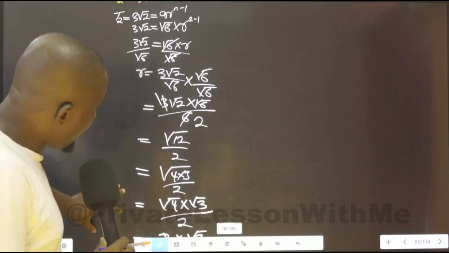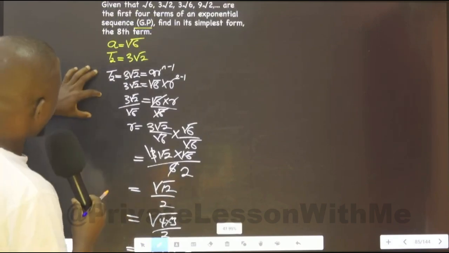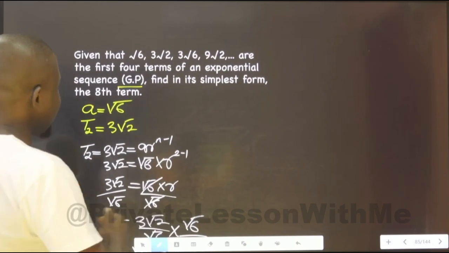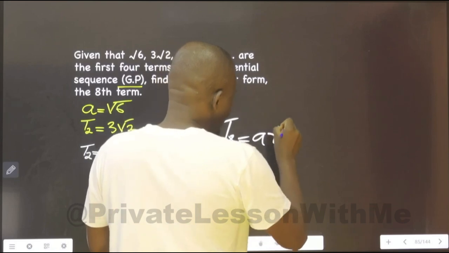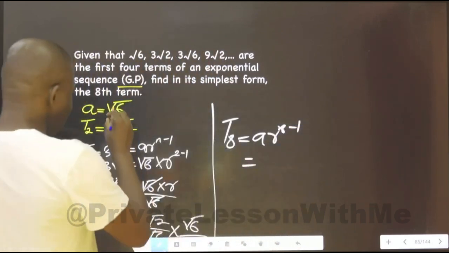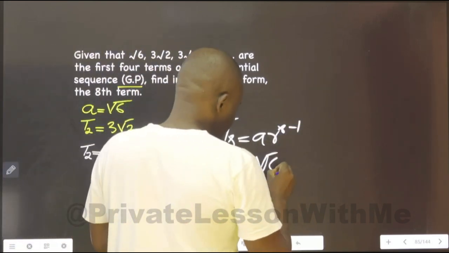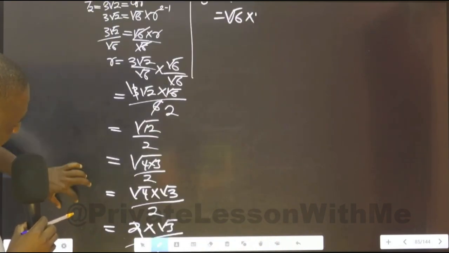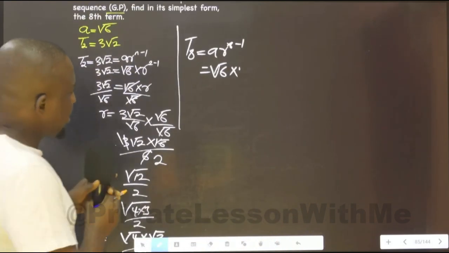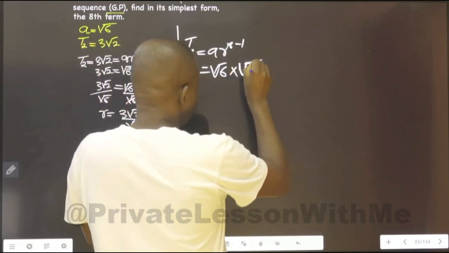Now that we have the common ratio as square root of 3, we can come here to find the what? The 8th term. So the 8th term is equal to ar^(8-1). What is a? a is the square root of 6. Square root of 6 multiplied by r, and our r here is the square root of 3. That is square root of 3.